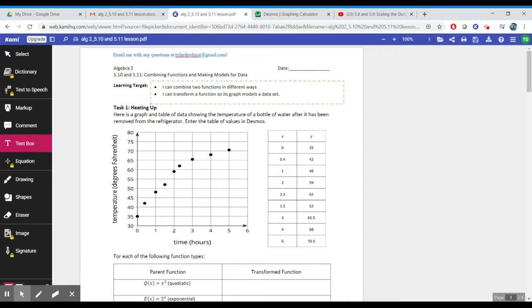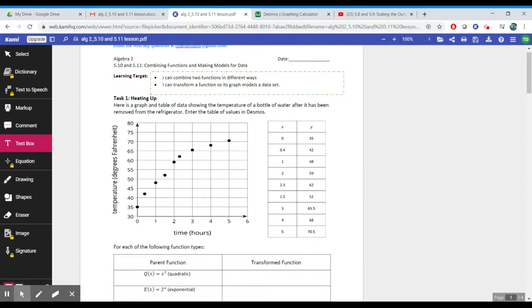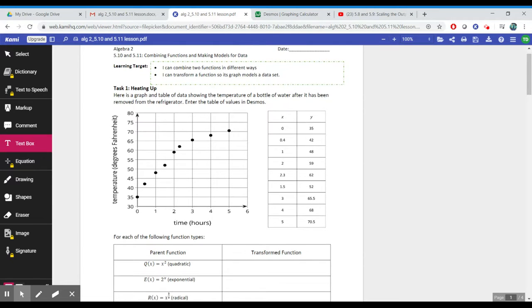Today we're going to be doing lessons 5.10 and 5.11. They are the last two lessons in Unit 5. So far we've talked a lot about transformations in this unit. Today we're going to be putting all of that together and seeing if we can apply it to real-world type scenarios. So in this first task, they give us a graph.